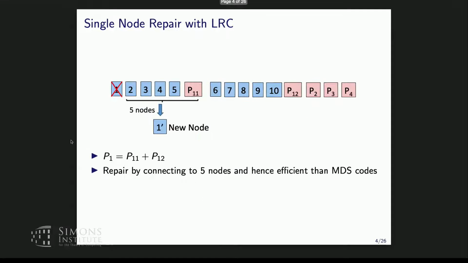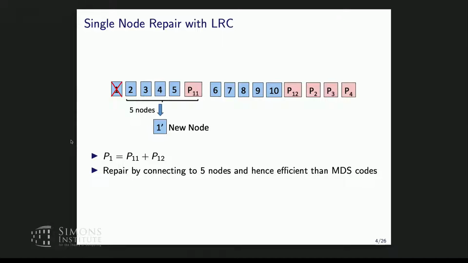That is where the LRCs come into the picture. The easiest example of LRCs, if you want to think about them, is to think about the previous MDS code that I have shown you, which had 10 data symbols and 4 parities. But then take the first parity and split it into 2 parities.